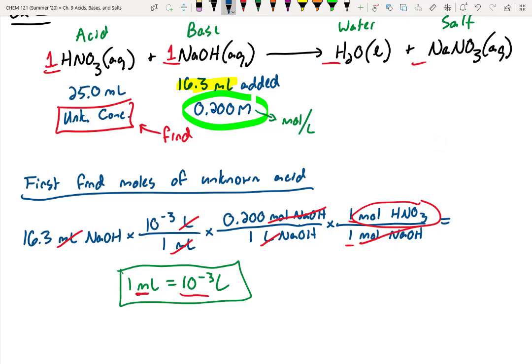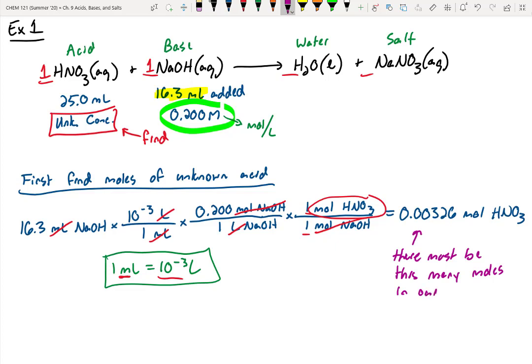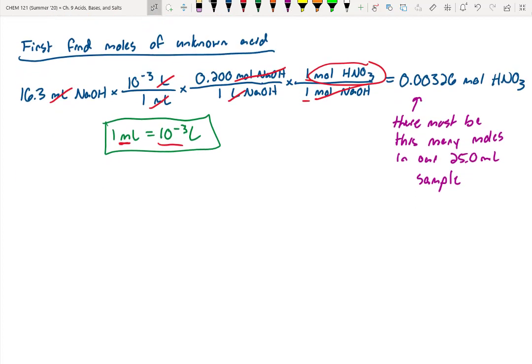We can go ahead and type this into our calculator, and I'm getting 0.00326 moles of HNO3, our nitric acid. Okay, so let's make a note here. So there must be this many moles in our 25.0 milliliter sample. All right, so we figured out the moles of our unknown acid.